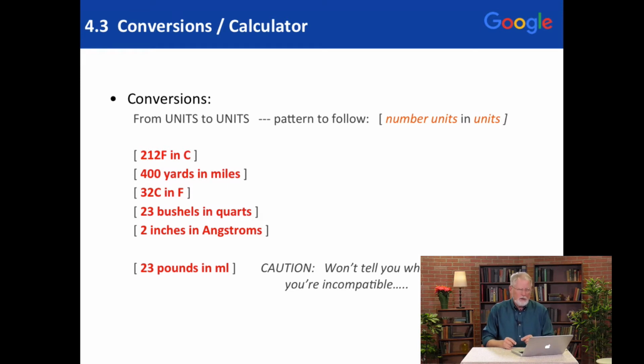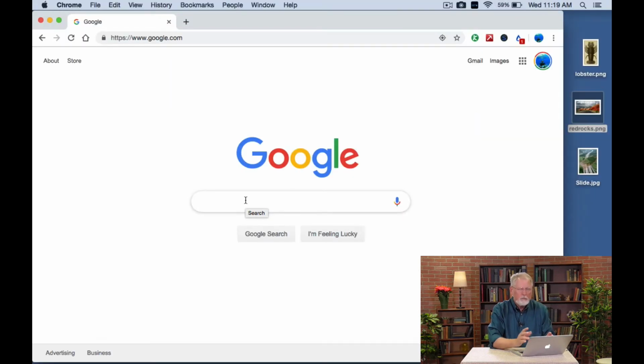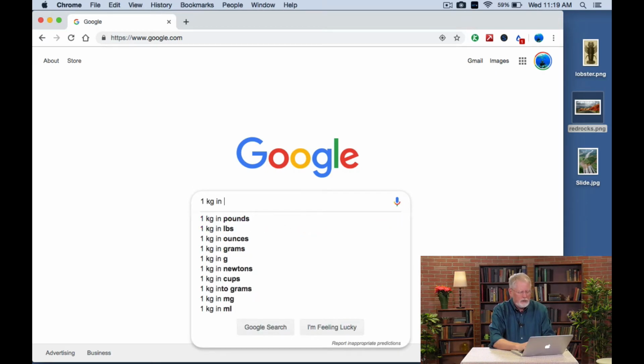The biggest one is caution. It won't tell you if you try to do something dumb. If you try to convert pounds to milliliters, it won't warn you about that. But let's actually do some examples here, and we'll talk about some of the cautions as we go along. For example, let's look at a conversion from one mass unit to another mass unit. Weight. 1 kilogram in pounds.